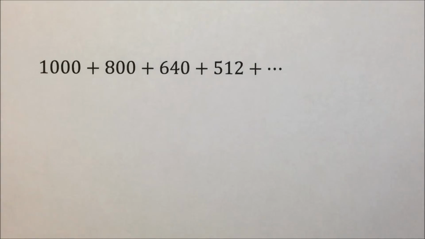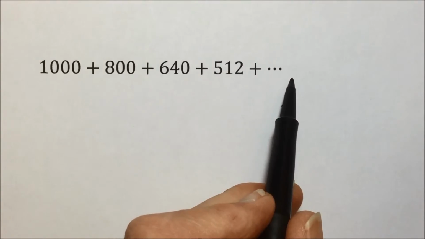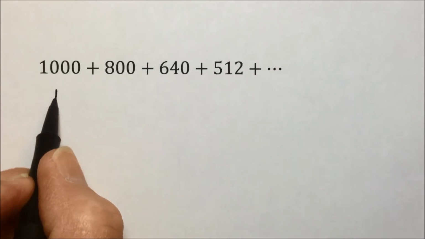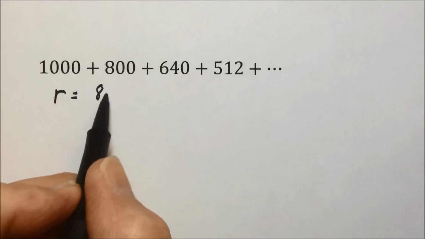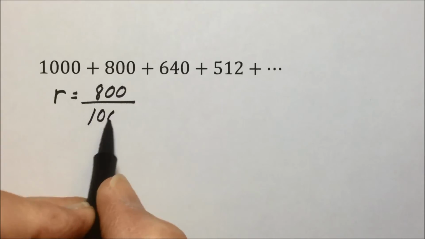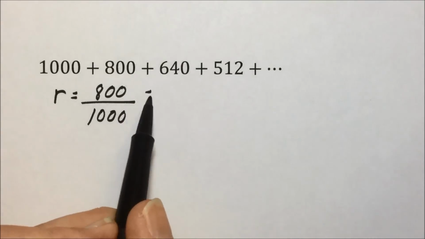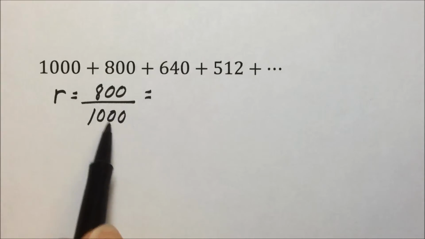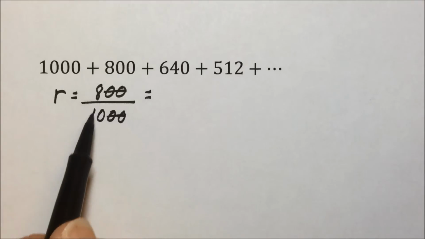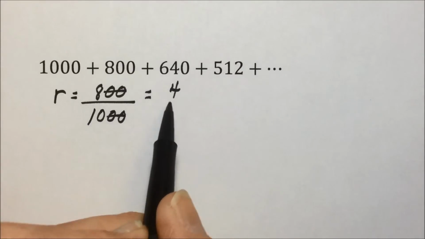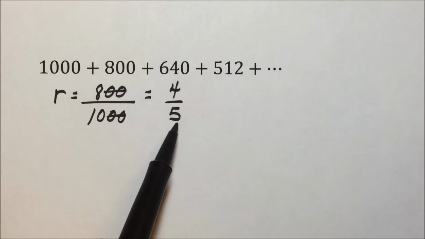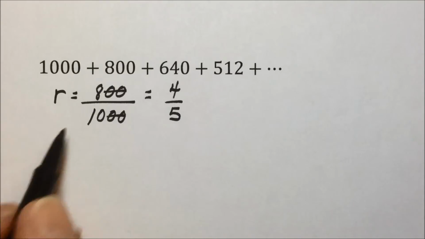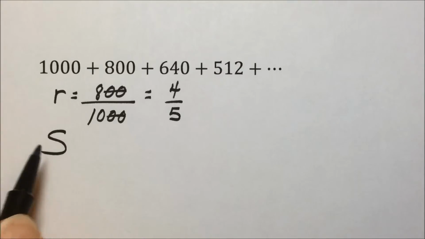In this example, we have an infinite sum that they're asking us to find. Does it exist? Well, to determine that, we need to look for a common ratio. So we'll take 800 over the preceding term, 1,000. This reduces down. If we divide by 100, we have 8/10, and if we simplify further, we end up with 4/5. This ratio is less than 1. That means that the infinite geometric series does exist.